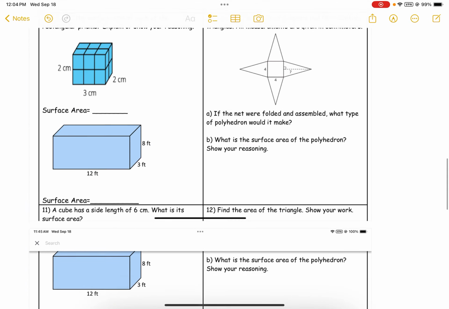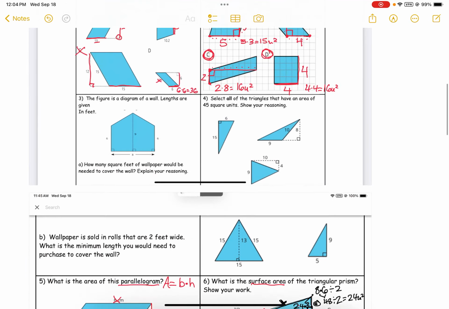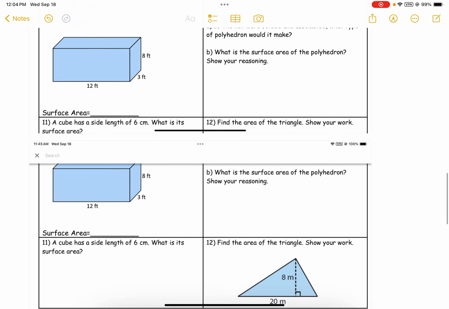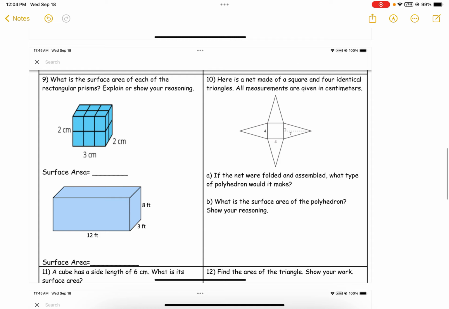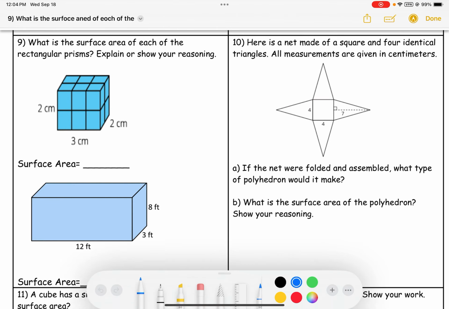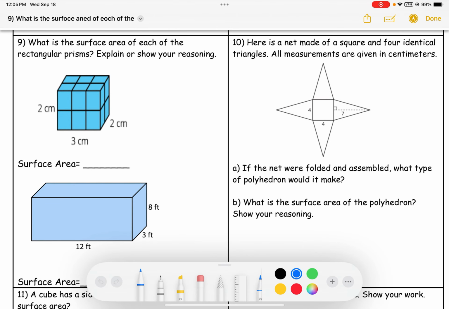Moving on to question 8. We just did question 8. So we're moving on to question 9. Here we go. Okay. So we are trying to find some surface area. So surface area. Remember, area is always squared. So surface area is going to be squared. So what is the surface area of these rectangular prisms?